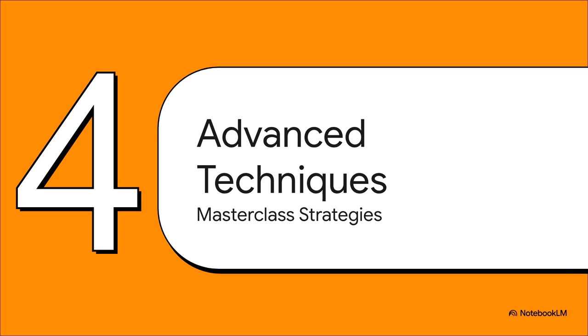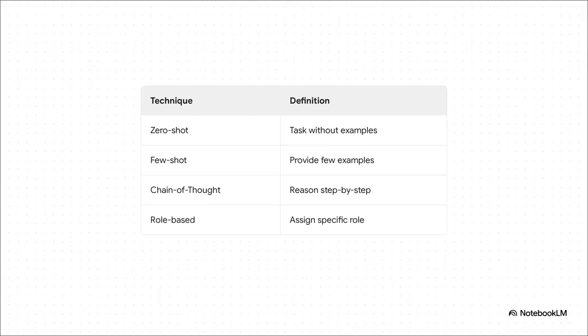Section 4, Advanced Prompting Techniques. These are your masterclass strategies. Now, what's really interesting here is how we can directly manipulate how the AI actually computes and behaves. We've got 4 masterclass tools. First up, zero-shot prompting. This is when you just hand over the task with no examples, relying purely on the AI's baseline training. Second is few-shot prompting. This is where you provide a few examples before the task to show it the exact pattern.